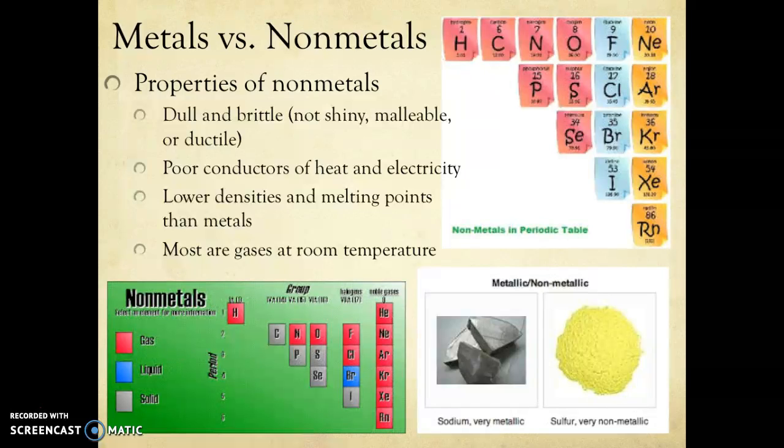And there's actually not a whole lot of nonmetals, and you can see in the picture off to the side, those are actually all of the nonmetals. That's all of the nonmetal elements. There are not a lot of them.